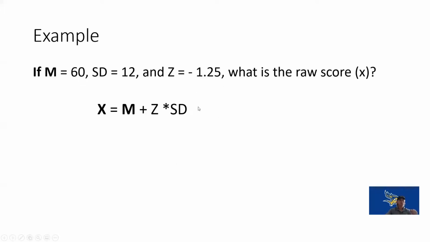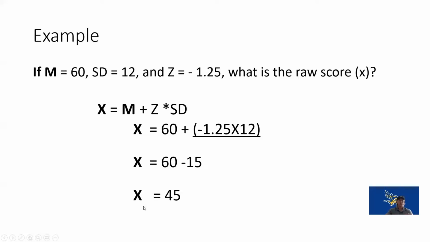Okay, so the mean is 60 and our standard deviation is 12 and our Z-score is negative 1.25. Plug that in. You can do that on your own. We see the X is 45. So this gives us some nice, easy information. This tells us where we are in comparison to the average, compared to the mean, in terms of standard deviations or the variability. And we can also convert it back if we want to find out what was that participant's actual raw score.